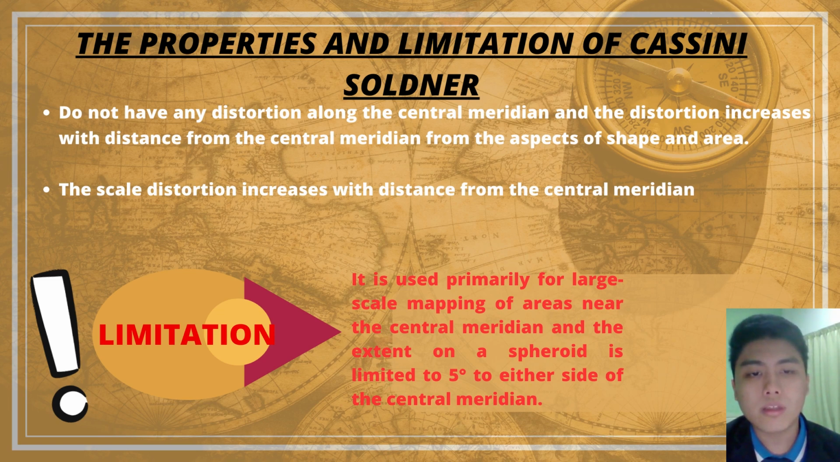Now, the main limitation of this projection is that it is used primarily for large-scale mapping of areas near the central meridian. The extent on a spheroid is limited to 5 degrees to either side of the central meridian. Beyond that range, data projected to Cassini-Soldner may not project back to the same position. Transverse Mercator often is preferred due to the difficulty in measuring scale and direction on Cassini-Soldner.